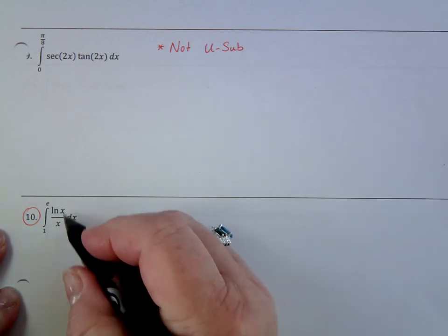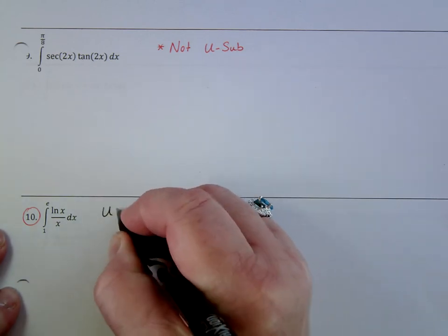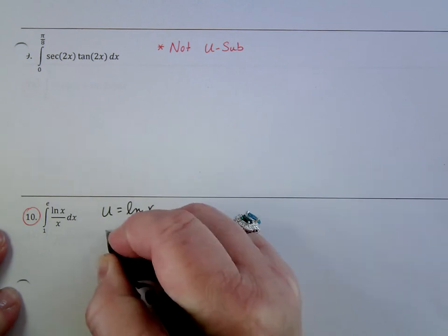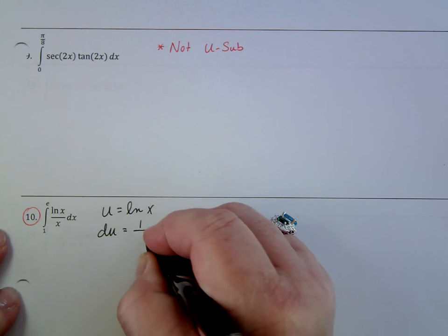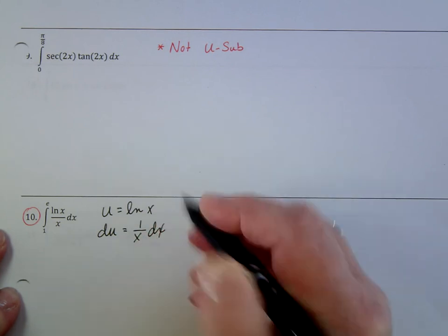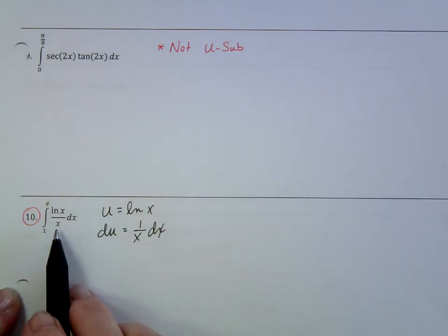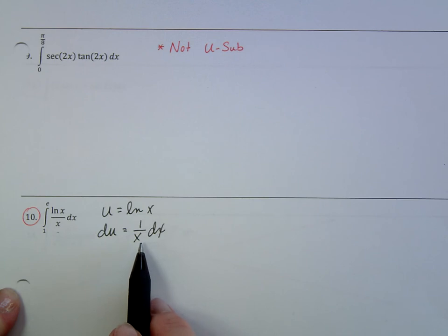So in this case I'm going to let my u equal the ln of x. And if I take the derivative of the ln of x, I get 1 over x dx. And that makes me kind of happy because look at where that x is. It's in the denominator, which is where this one is.